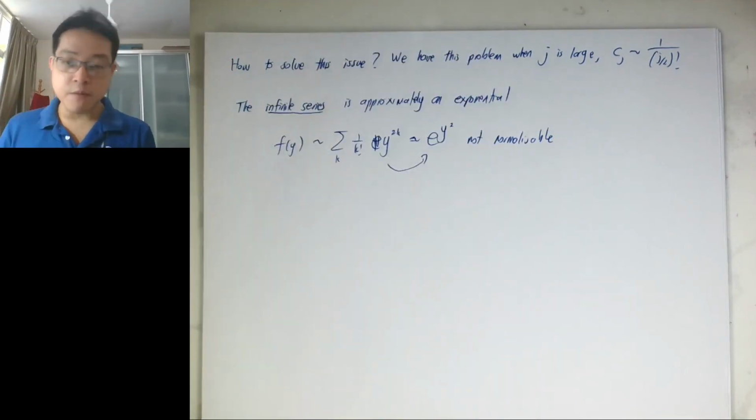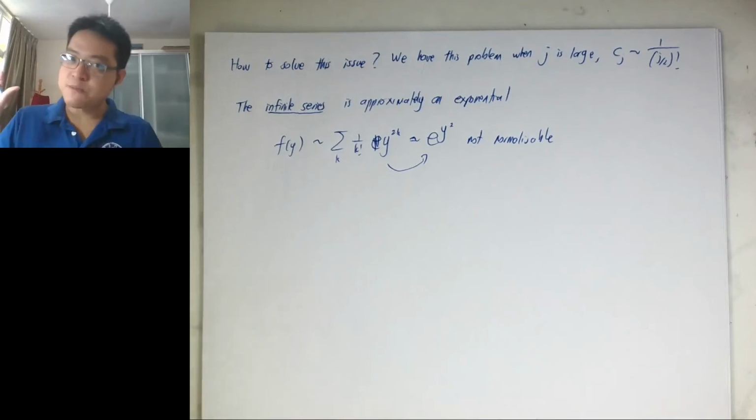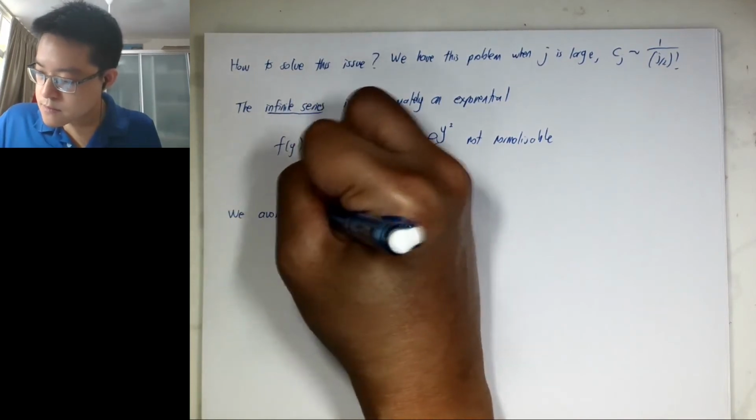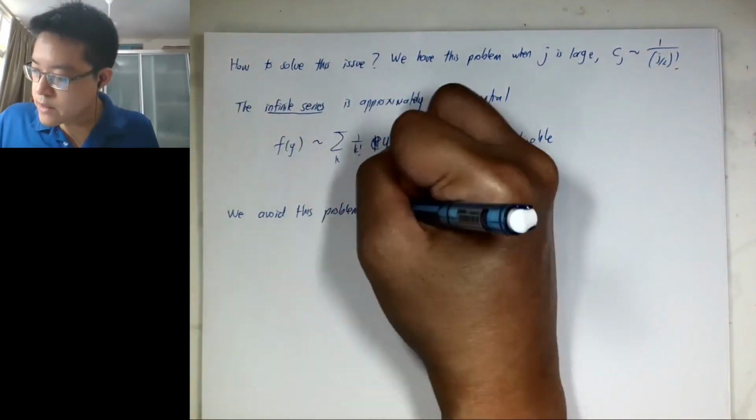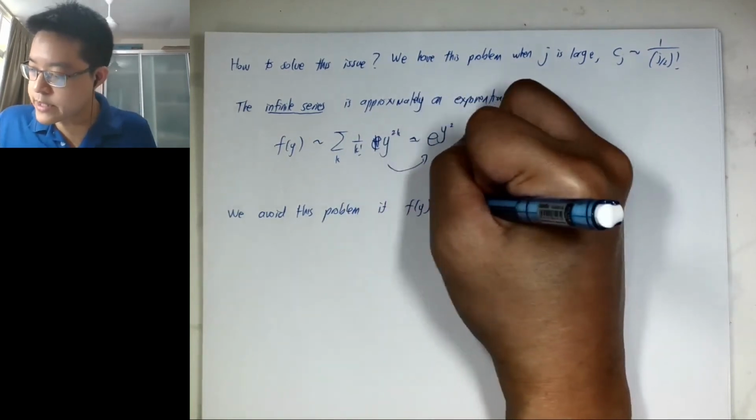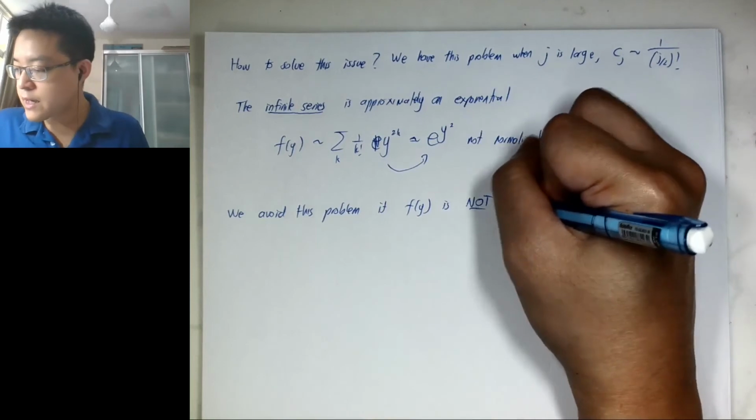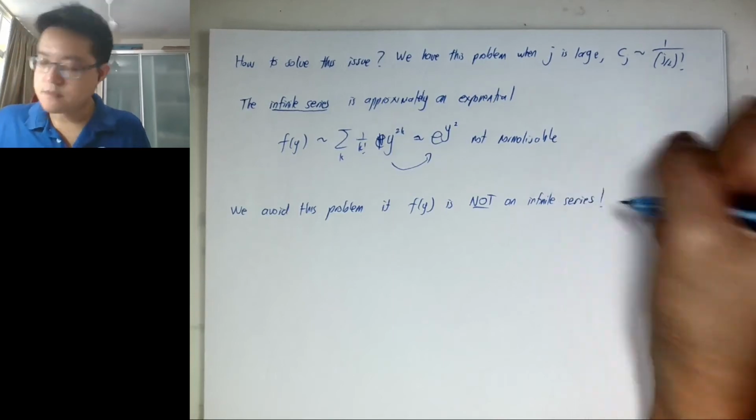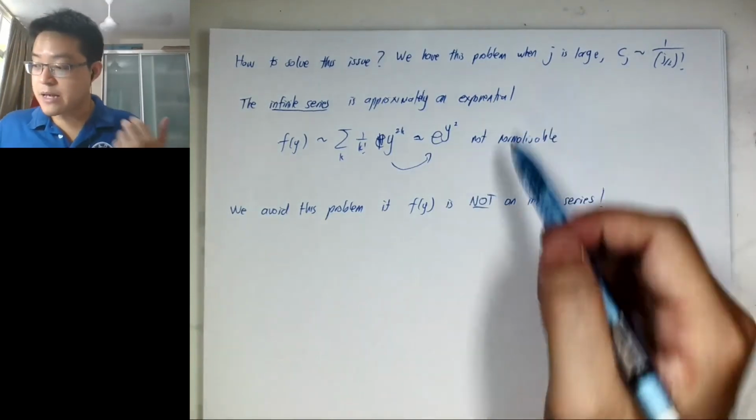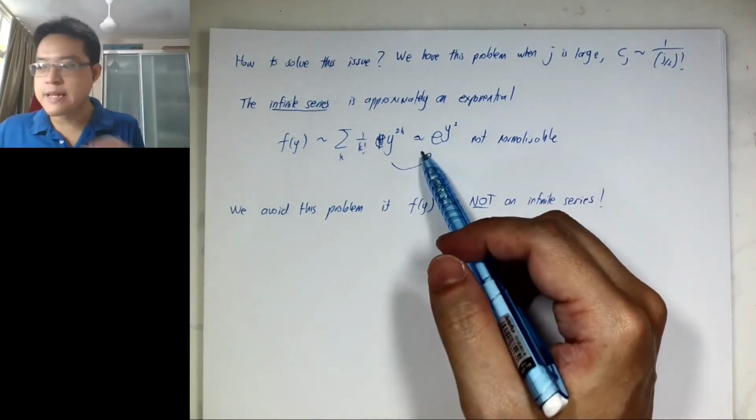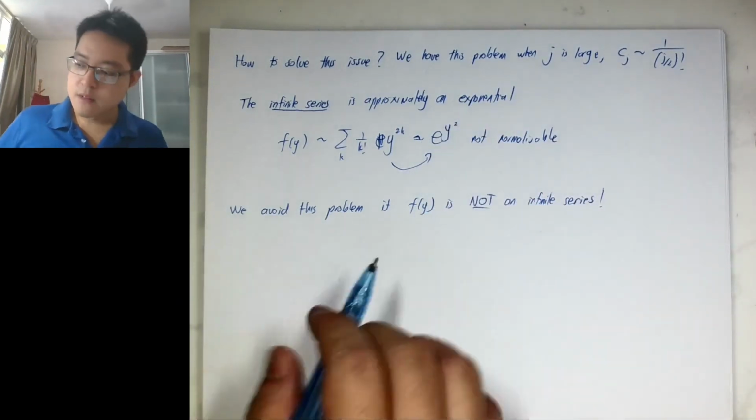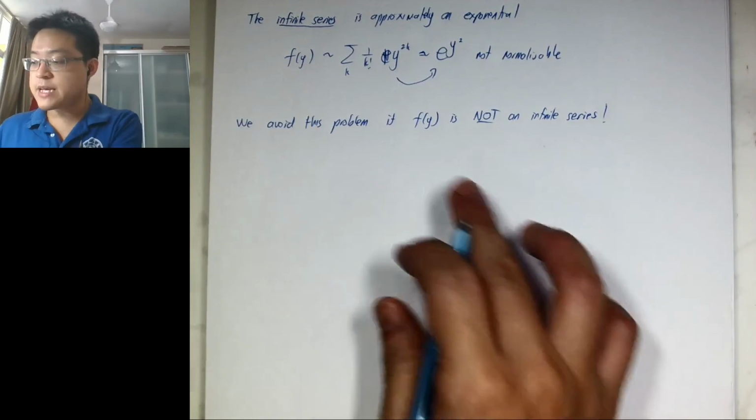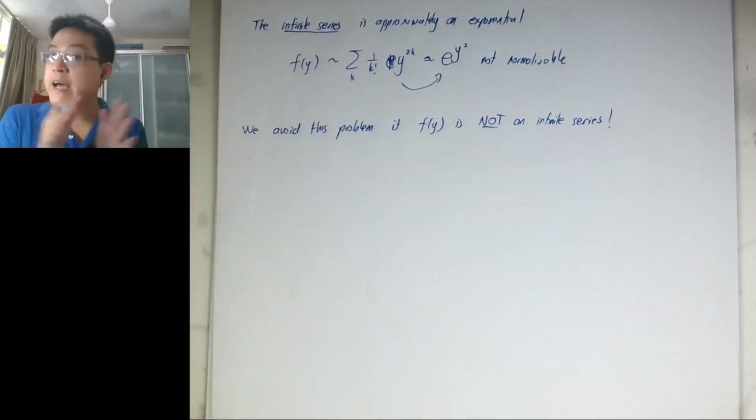So how to avoid the problem is, let's not sum to infinity. So we avoid this problem if my function is not an infinite series. Right? If it's an infinite series, we got this, then we got this. So now we know what to avoid. So maybe we'll try to avoid this by not having an infinite series, which is to say that if we do not sum to infinity, it is a finite number of terms.